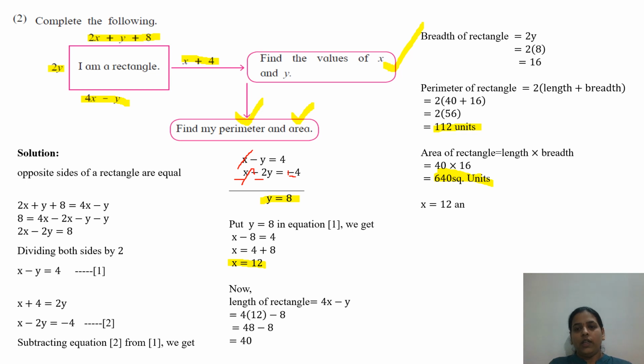So list out here, that is x is equal to 12 and y is equal to what? 8. And last one is perimeter of rectangle is 112 units and area of rectangle is 640 square units. Understand this? So in this way we have to calculate the word problems, or if puzzle-like questions are given to you, so easily you can solve these questions. Okay, so these are the only two questions which are included in practice set 1.5. Remaining questions we will solve in next videos.